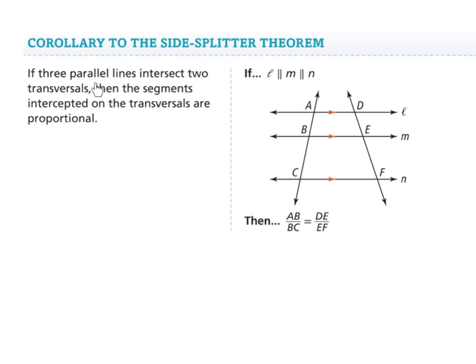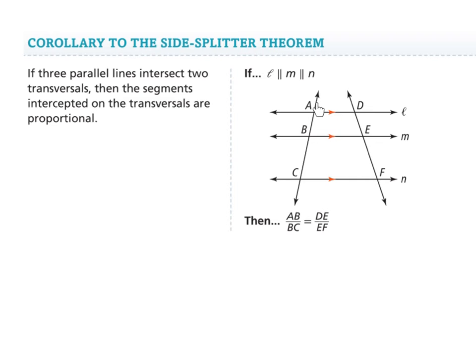And then the next thing we're looking at is not its own theorem, it's what we call a corollary to the side splitter theorem. A corollary is something that we would be able to say is true based on the fact that this other theorem is true. It's not necessarily its own theorem, it's just, well, if this is true, then that would mean that this other thing is going to be true.